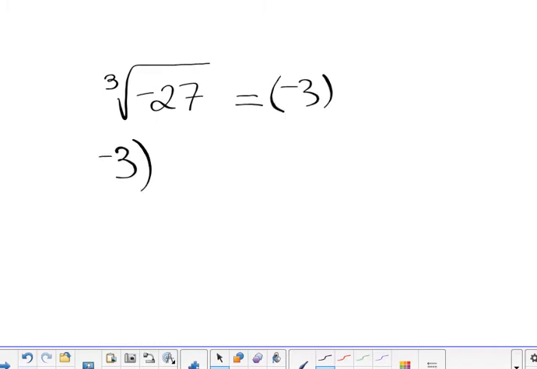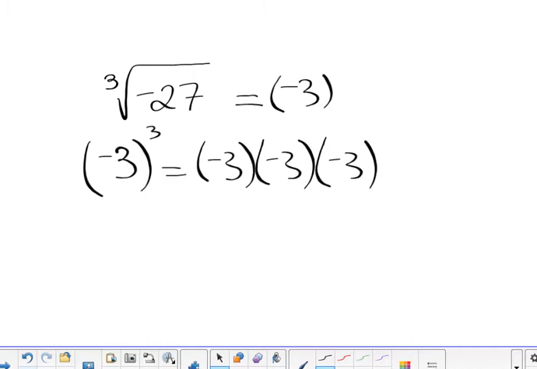Well, if we take negative 3 and raise it to the power of 3, now look at this, negative 3 times negative 3 times negative 3. So we've got 3 negatives. Now, this pair of numbers becomes positive 9, negative 3 times negative 3, and then we've got times negative 3, which gives us negative 27. So whereas it's not possible in real numbers to have a square root of a negative number, it is possible to have the cubic root of a negative number.